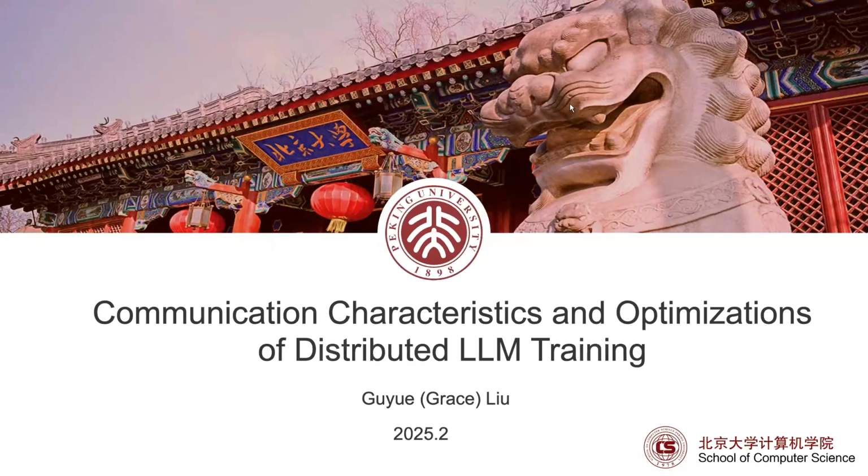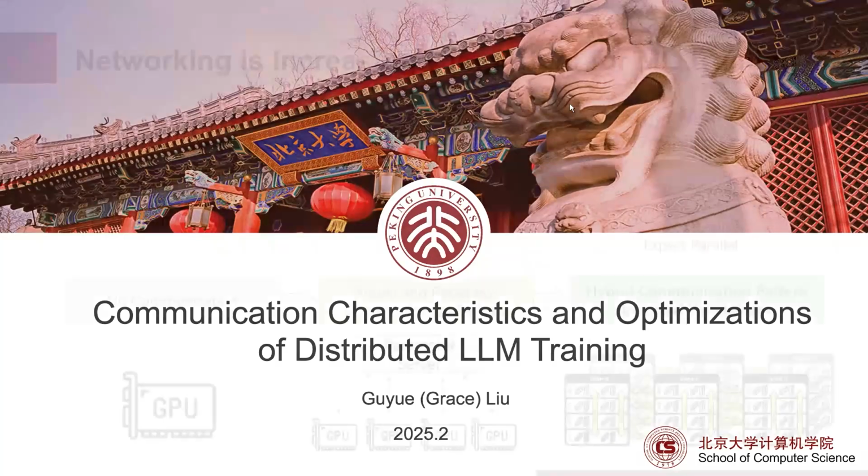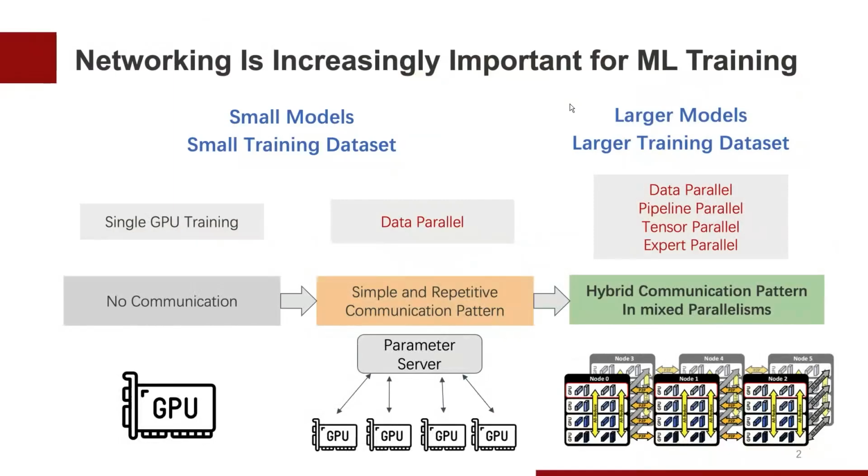First, my background is from the networking side rather than the OS side, but I'm still working on systems in general. And I'm seeing that networking is increasingly important for ML training. In the past, when models were small enough to be trained on a single GPU, communication was not a concern. However, as the data size grew larger, we adopted data parallel training techniques like the parameter server architecture to scale out training. At that time, the communication requirements were relatively simple.